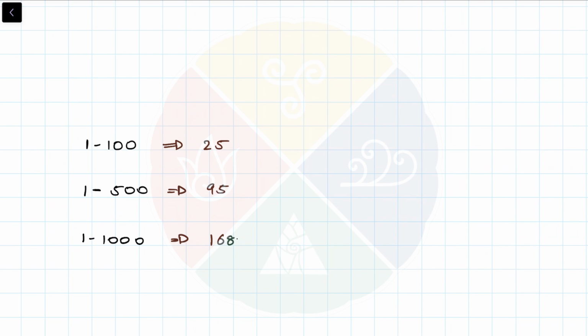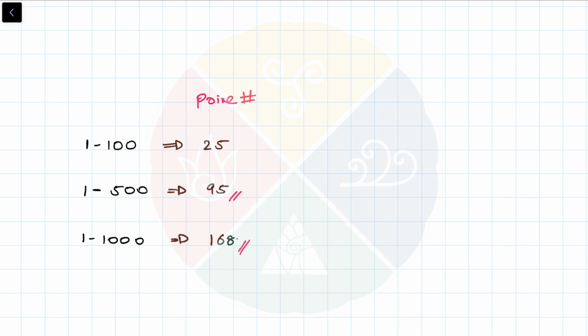From the natural numbers from 1 to 100, there are 25 prime numbers. From 1 to 500 there are 95 prime numbers, and from 1 to 1000 there are 168 prime numbers. Okay, so just note it down somewhere. You'll need this for the next problem.